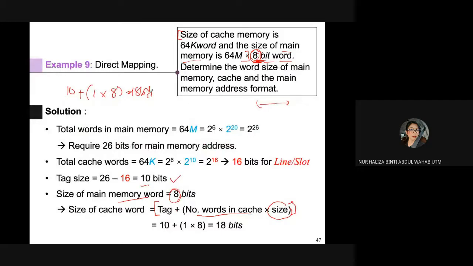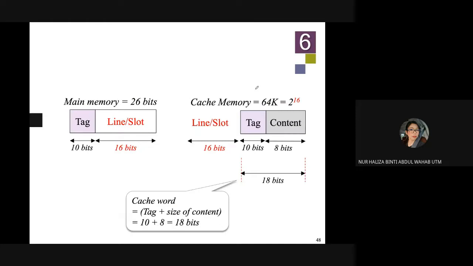But now you need to see the format. So you can see you have altogether 28 bits. This one I already showed in the previous slide, 16 and 10. And how about your cache memory? Under your cache, you have first the line or slot, and then you have tag and content.